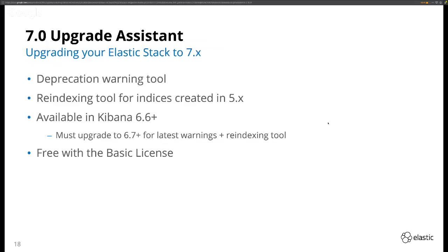And it's important to know that you're going to want to upgrade to the latest version of Kibana and Elasticsearch to get the complete list of warnings and any automated fixes we provide. And lastly, this is available free in the Elastic Basic license, as well as in the Gold and Premium licenses.